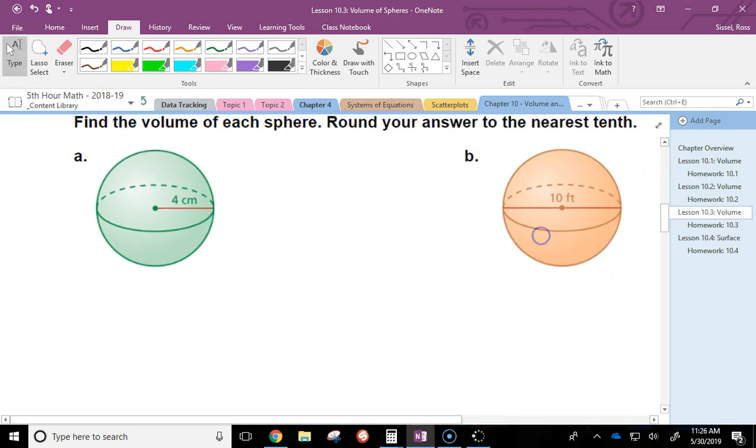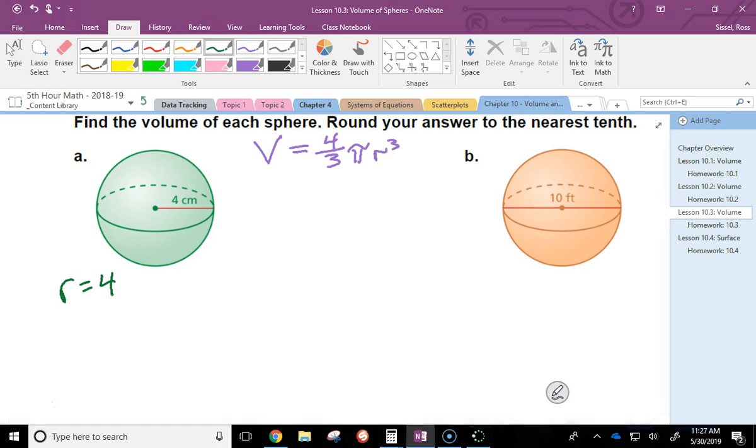Find the volume of each sphere, round to the nearest tenth. First thing you should always do is write the equation. Volume equals 4/3 pi radius cubed. And I will write down that I know my radius is 4. I solve my equation. Volume equals 4/3 pi, my radius is 4 cubed. And so all I'm doing is copying down the equation.